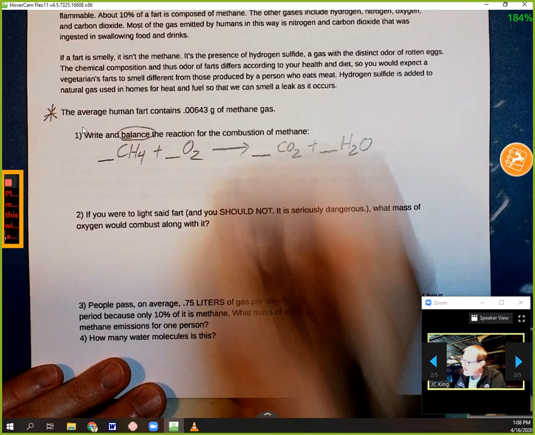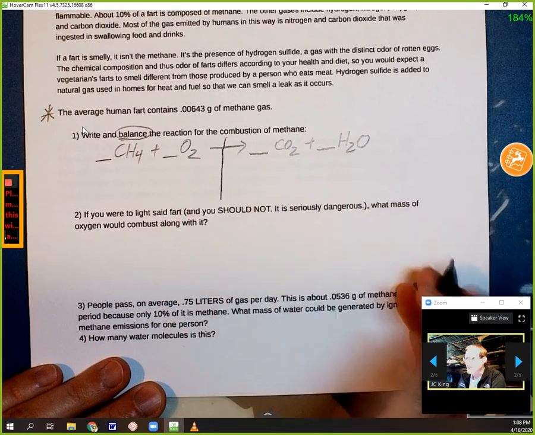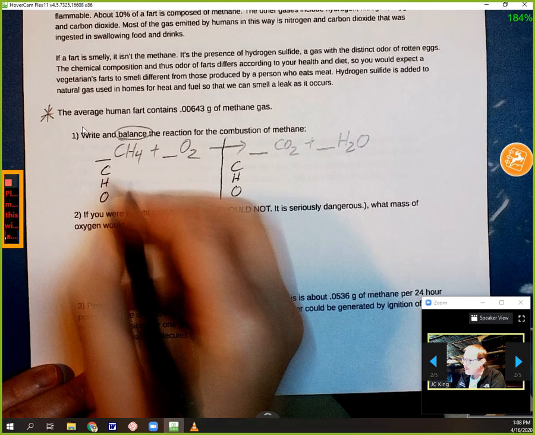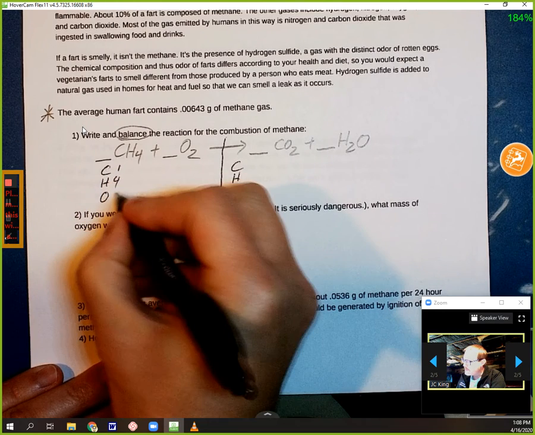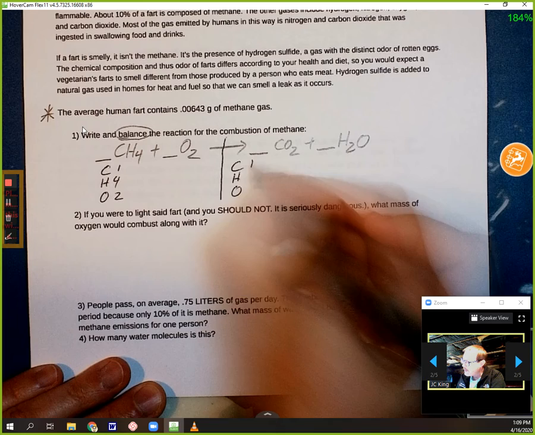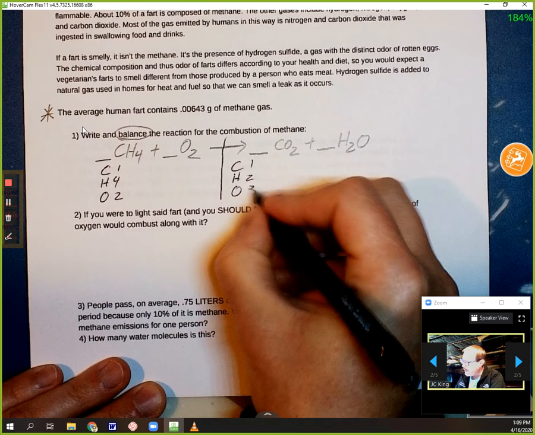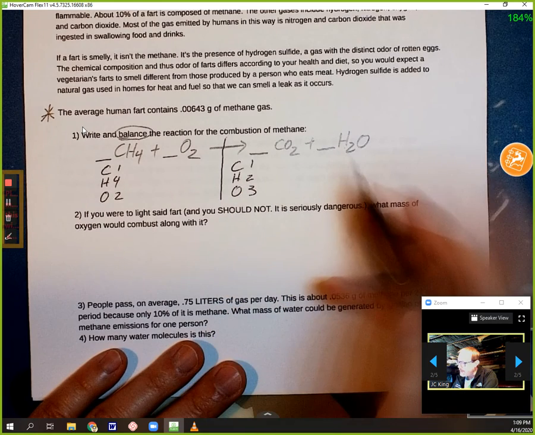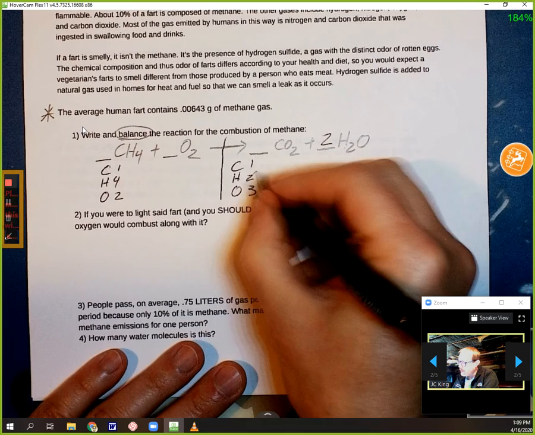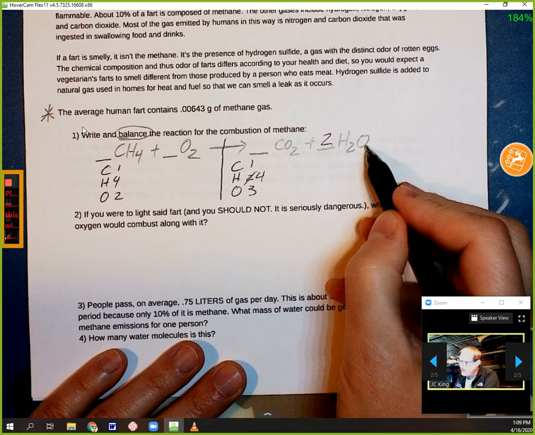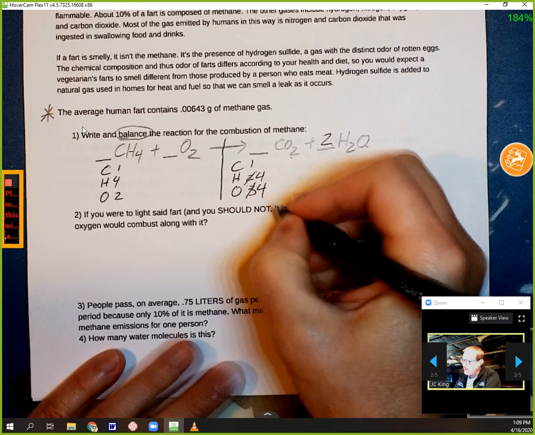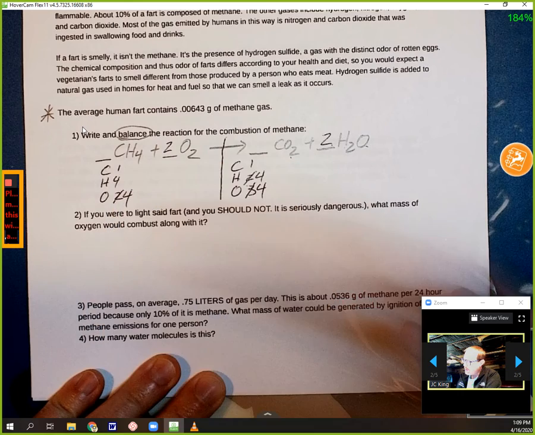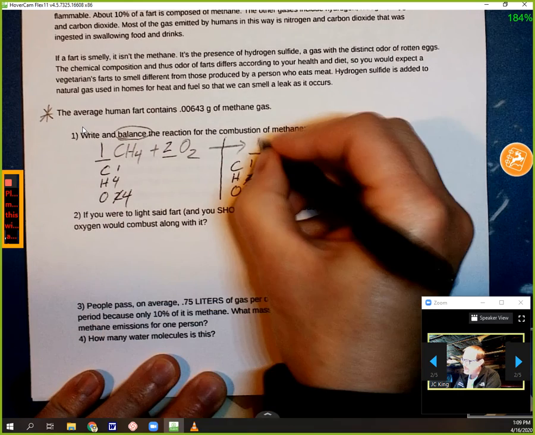So just remember how we balance things. We draw our line. We make our scoreboards. On the left-hand side, I've got 1, 4, and 2. On the right-hand side, I've got 1, 2, and 3. So I'm going to start by trying to fix my hydrogens by doubling this here, which is going to give me 4 hydrogens. It's going to give me a total of 4 oxygens. And I can fix my oxygen very simply by putting a 2 right here, and I'm balanced. Okay, fine, that's a freebie.